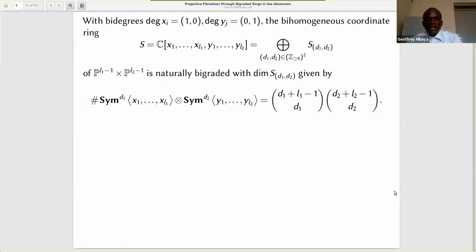If we fix the degrees of xi and yj to be (1,0) and (0,1) respectively, then the coordinate ring of the product is naturally bigraded. The bigraded piece of degree (d1, d2) is given by the tensor product of polynomials of degree d1 in the xi by polynomials of degree d2 in the yj, and the dimension is computed by simple combinatorics using the formula illustrated on the slides.